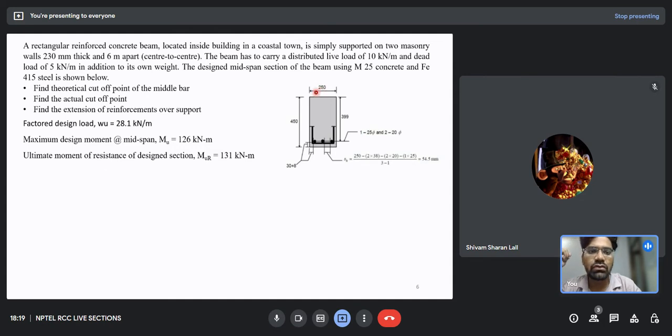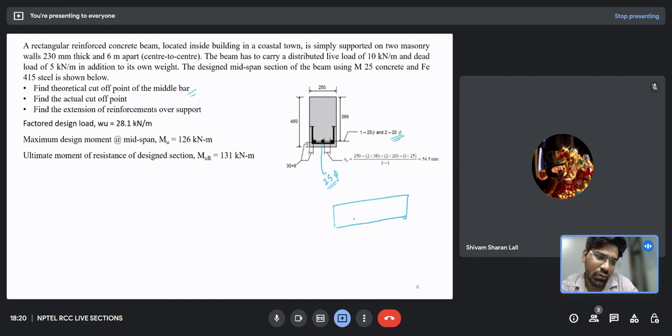And the section of the beam is 250 by 450, and it is being given that the middle bar is a 25 bar, and the two side bars are bars of 20. So these are all the instructions provided to us, and what they need from us is the theoretical cutoff point, the actual cutoff point, and the extension of this reinforcement. So firstly we need to find the theoretical cutoff point for the middle bar. The middle bar is a 25 bar, so they are asking us to find the point where I can curtail only the middle bar.